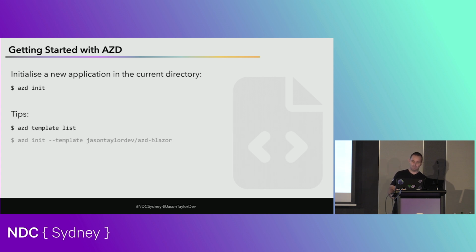So there's a couple of tips here. You can run AZD template list if you just want to see the list of templates. And you can run AZD init and the name of the template. So you see that AZD Blazor one, that's the template that I created previously, and I've pushed that through to Awesome AZD, so you can find it there. And I've got another template that shows multi-stage pipelines, so you can talk to me about that if you like.